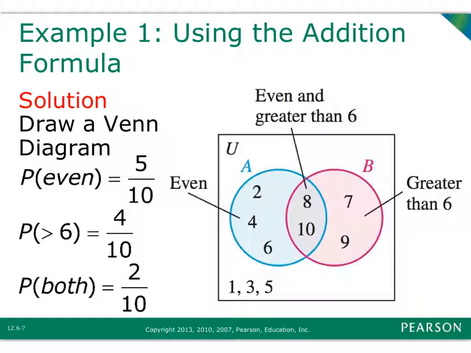Now, we're going to find out what is the probability of even. Well, there are 5 numbers in set A out of a possibility of 10. So the probability of even is 5 divided by 10. The probability of a number being greater than 6 in the hat is, well, there are 4 numbers in B, so it's 4 divided by 10. Notice that we have 2 even numbers that are greater than 6. That's an overlap, and therefore the probability of both even and greater than 6 is going to be 2 over 10.